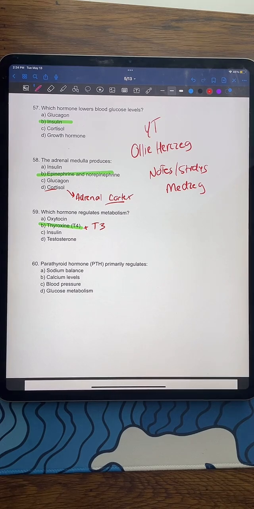These questions are review. T3 is also for regulating metabolism. It wasn't one of the answer choices.